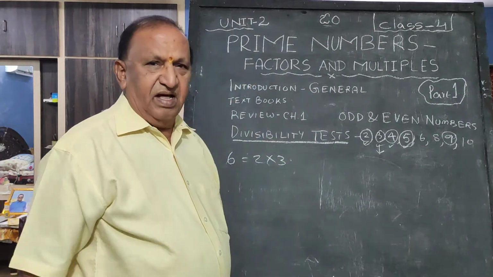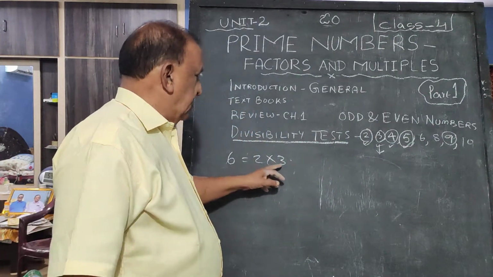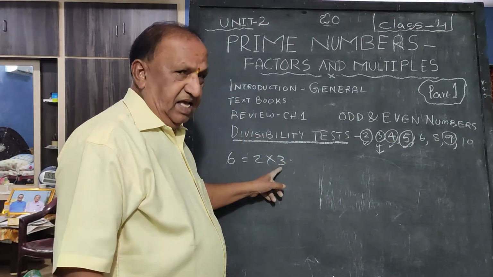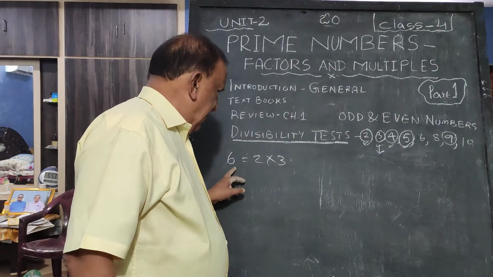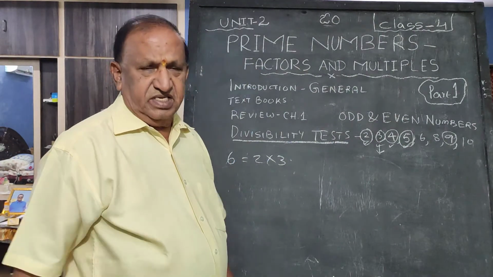Alright, it is an even number. Then what you do? You add all the numbers and see if the total is divisible by 3. If it is divisible, then the number is divisible by 6. Otherwise, the number is not divisible by 6.